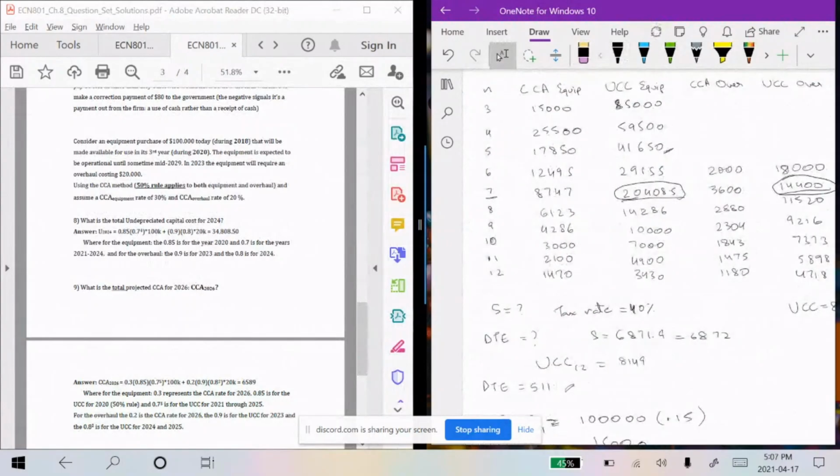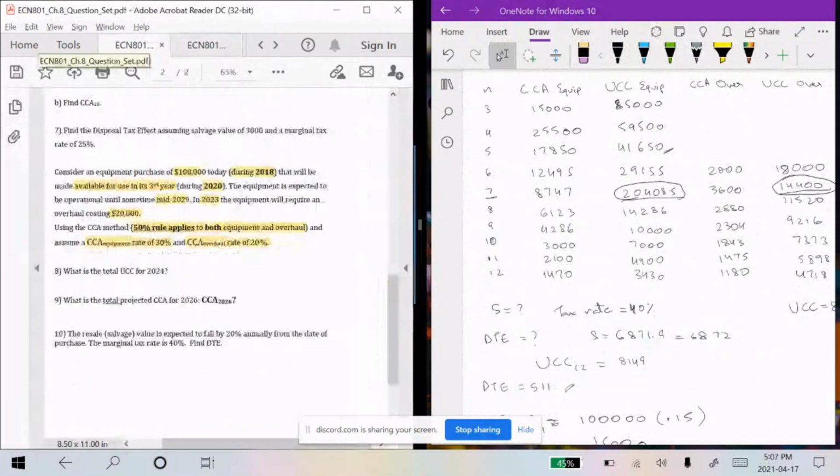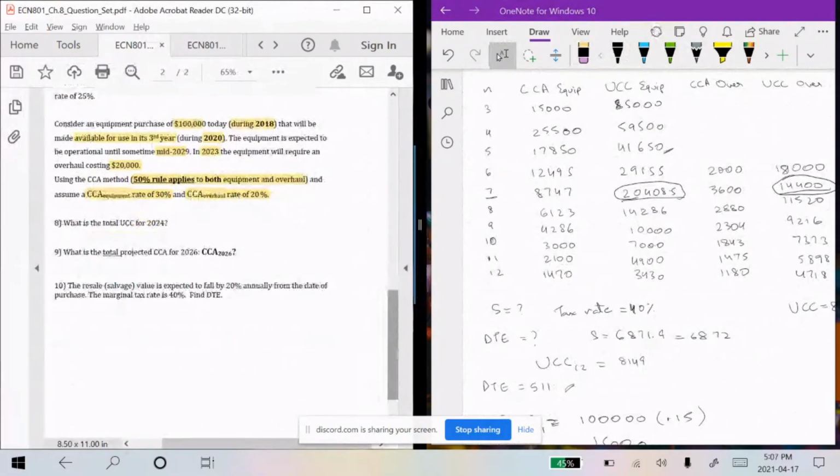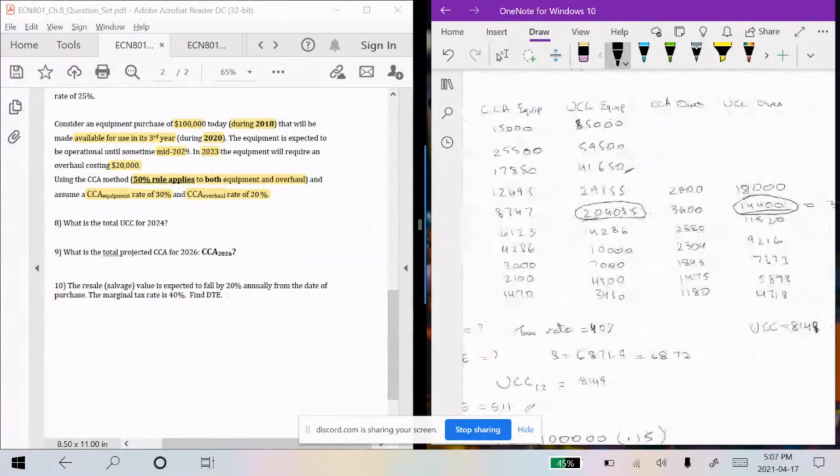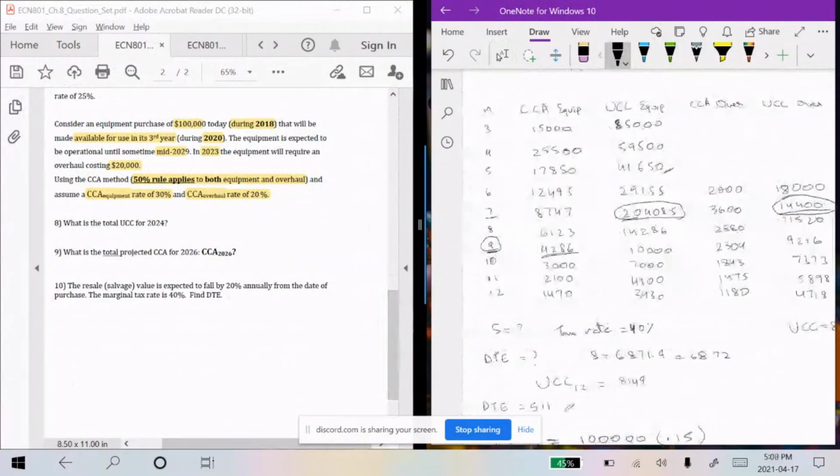Next, you're asking us the CCA for 2026. Again, we take it year by year. So 2026 is the 7th year from 2020. So 1, 2, 3, 4, 5, 6, 7. I think it's going to be the 9th period this time. So to calculate the total CCA, you just add this up. This one and this one: the CCA of the overhaul and the CCA of the equipment. You add both of them up.